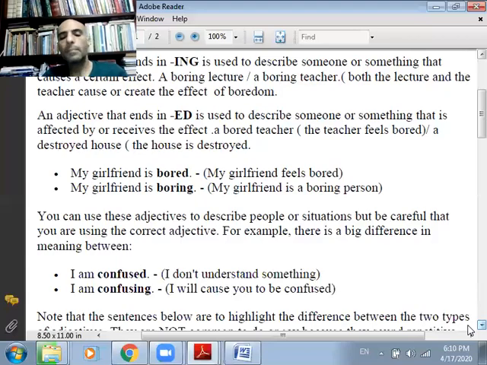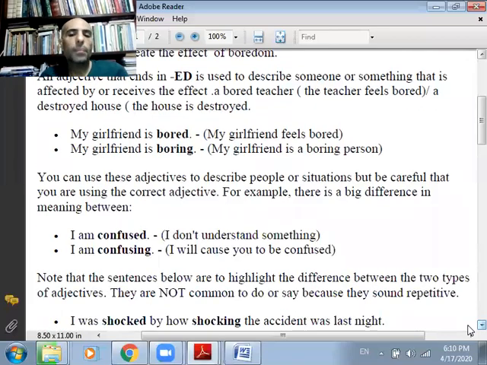Okay. طيب, as I said, you can use these adjectives to describe people or situations, but you have to be careful that you are using the correct adjective. For example, there's a big difference in the meaning between I am confused and I am confusing. So what is the difference? I want to say I am confused, it means I have been affected by confusion. I feel that sense of confusion.